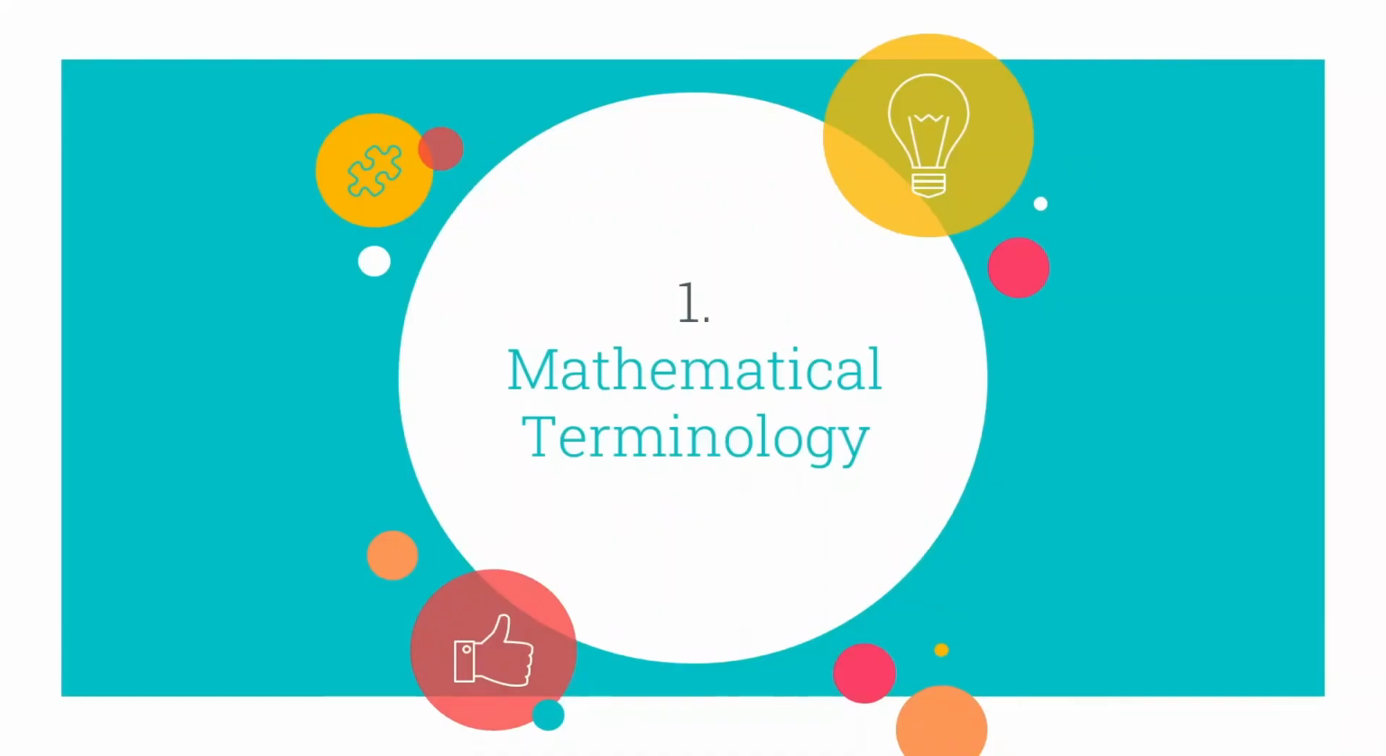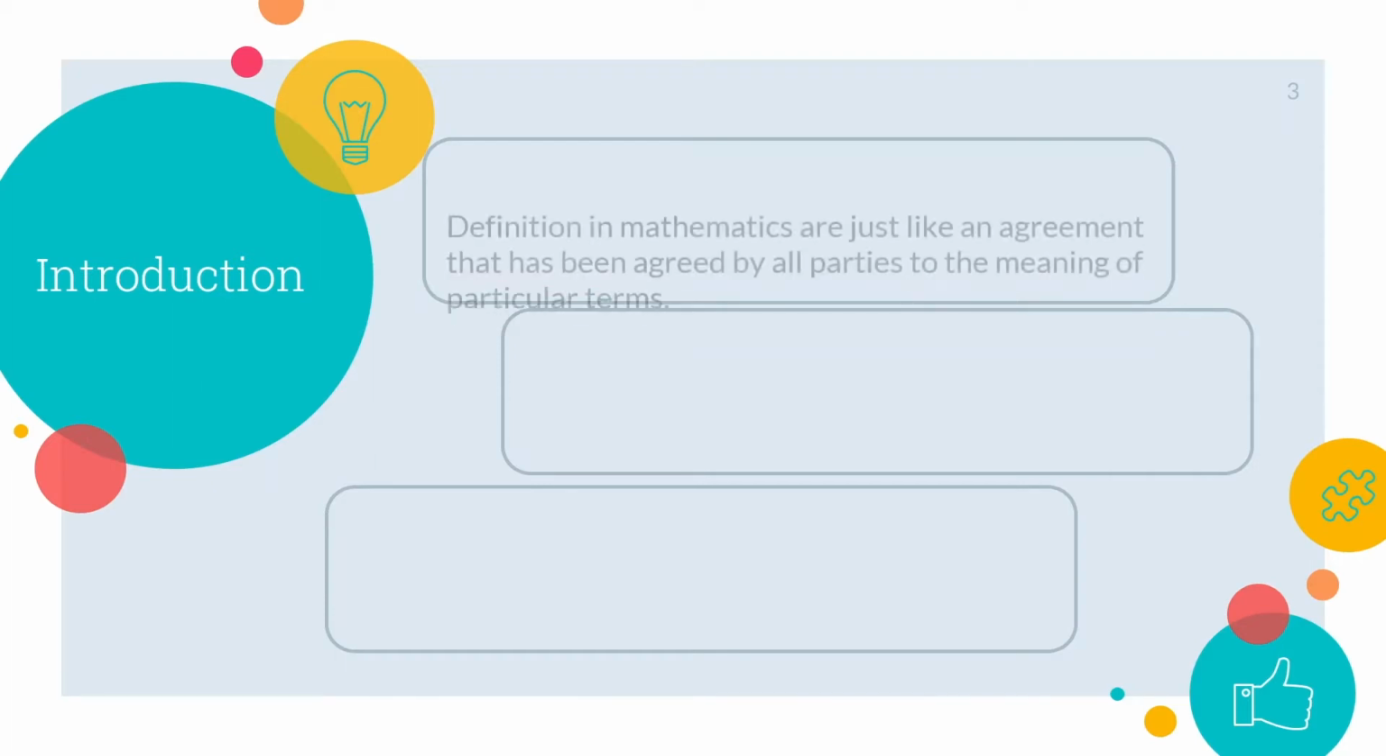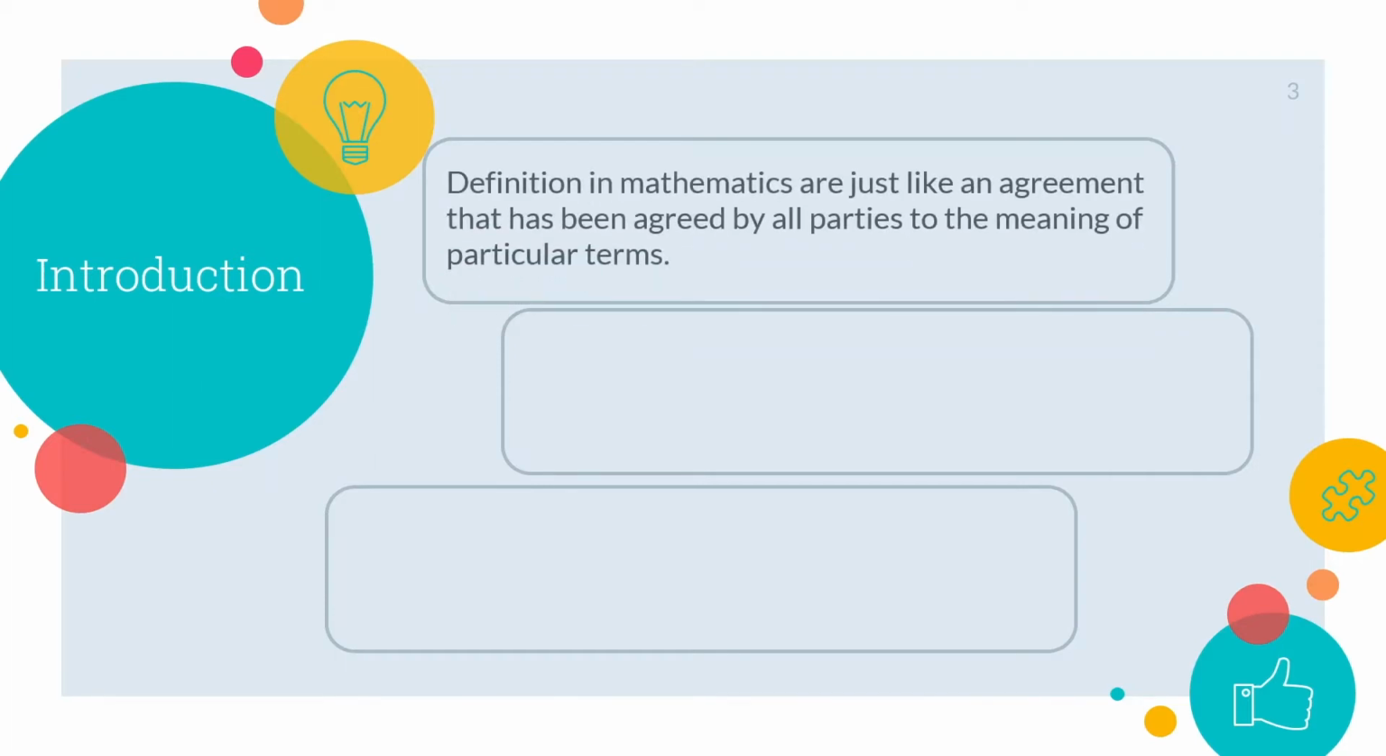Okay, today we will be going through some important terminologies that we might pass through while solving proving questions in this chapter. Not only in the forward-backward process and construction method, we will use the terminology in any other method that you learn in this chapter. So as an introduction, the definition in mathematics is just like an agreement that has been agreed by all parties to the meaning of a particular term.